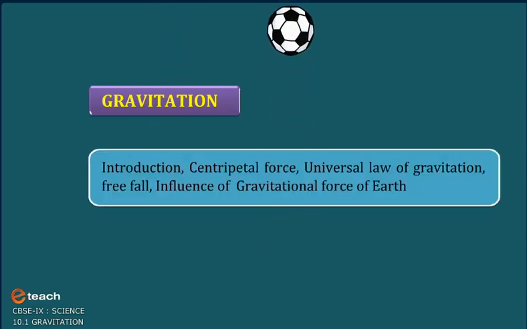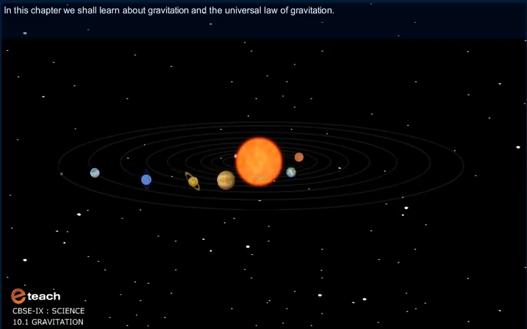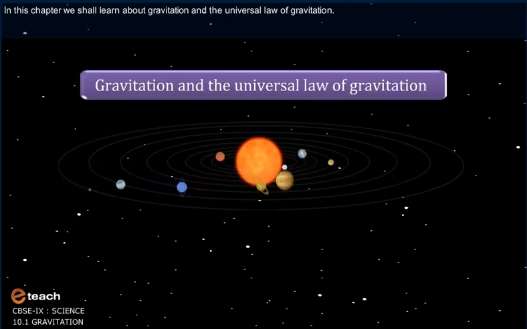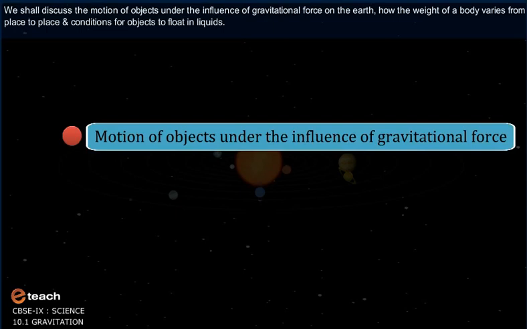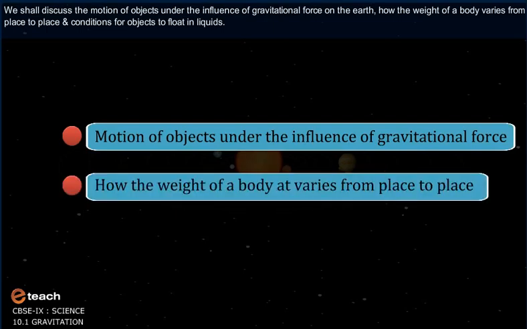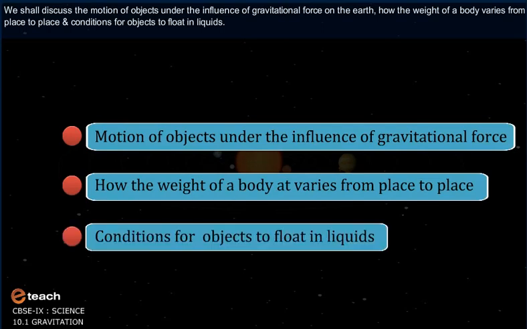Introduction. Centripetal force, universal law of gravitation, free fall, influence of gravitational force of Earth. In this chapter, we shall learn about gravitation and the universal law of gravitation. We shall discuss the motion of objects under the influence of gravitational force on the Earth, how the weight of a body varies from place to place, and conditions for objects to float in liquids.